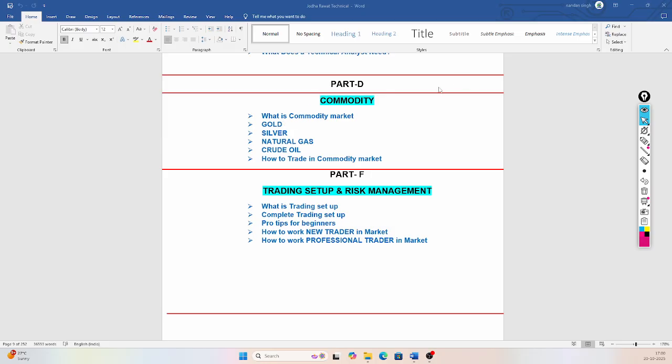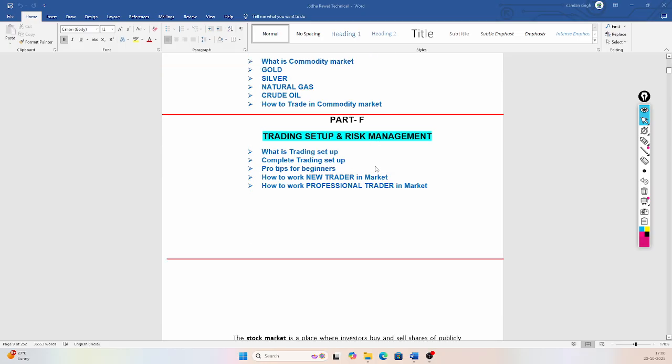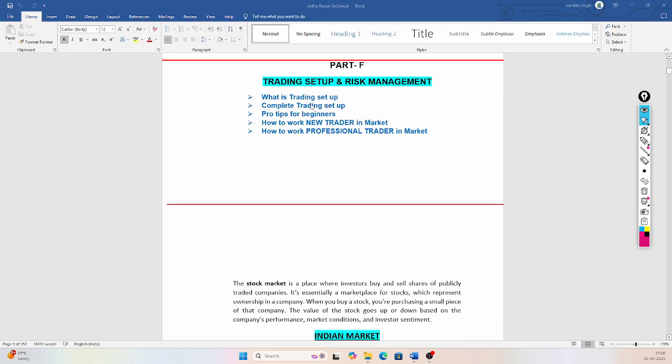So part D, commodity. What is the commodity market? Gold, silver, natural gas, crude oil. How to trade in the commodity market. Part F, trading setup and risk management. In this we are going to learn what is a trading setup, complete trading setup, pro tips for beginners, how a new trader works in the market, how a professional trader works in the market.